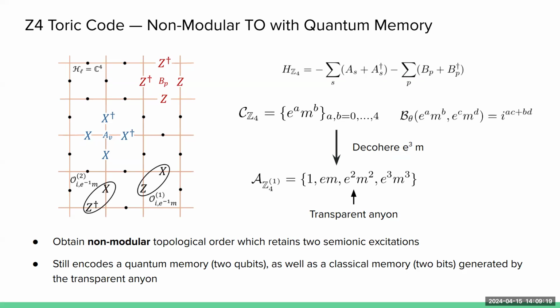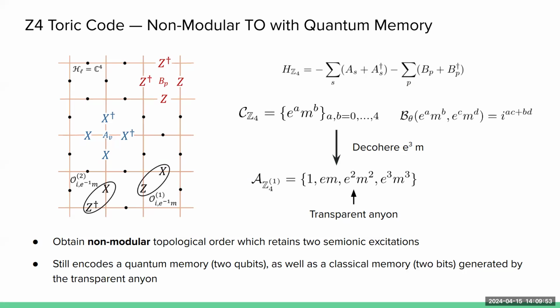And we can consider decoherence of this E cubed M excitation, which is again generated by the ZX and Z dagger X type operators. And so the point is that, not having to go through the subsystem code picture, we can just focus on the anyon theory in this gauging out picture. We find that the resulting non-modular topological order is Z4^1, which has these anyonic excitations. And the key point is that this E squared M squared excitation is transparent. It braids trivially with everything else. But these EM and E cubed M cubed excitations are mutual semions.